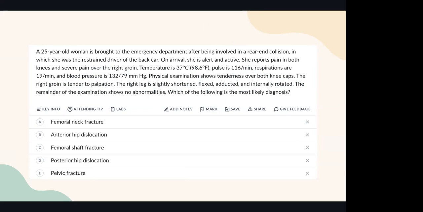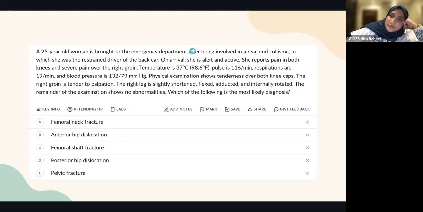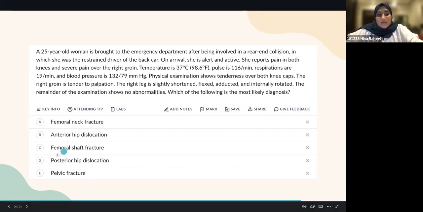We can just focus on the slightly shortened, flexed, adducted, and internally rotated leg. That means it's posterior hip dislocation. Perfect. Another clue is that it was a rear end collision. The patient was driving and was hit from the back. So essentially the patient must have moved forward and hit the dashboard. As a result, they had a dashboard injury where they get posterior hip dislocation.